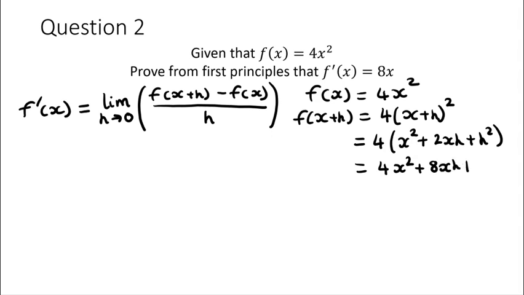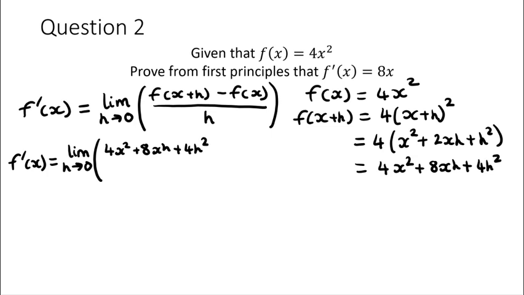And then I'm just going to times everything there by the 4. I'm just doing this to the side here, so I know what my f of x plus h is. I've already done the expanding, and I can then just put that into my formula. So f dash of x is the limit as h approaches 0, and I put in there the f of x plus h that I worked out.